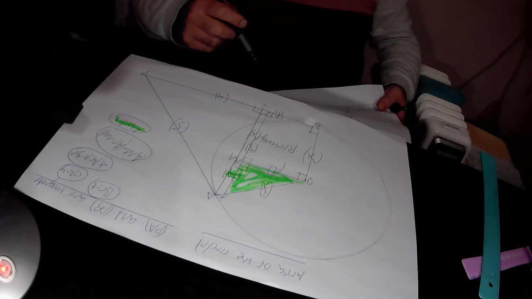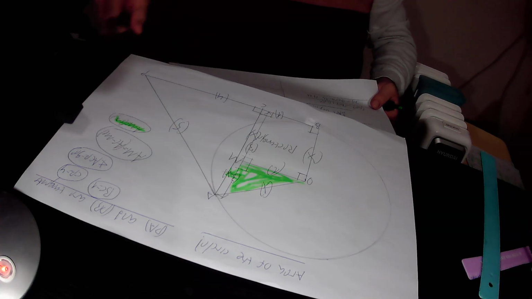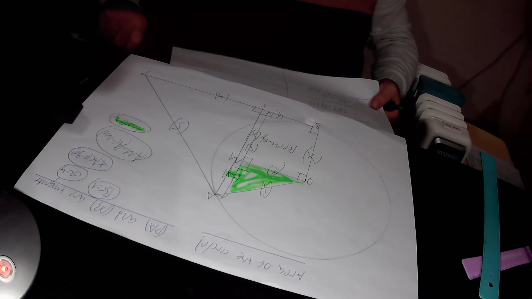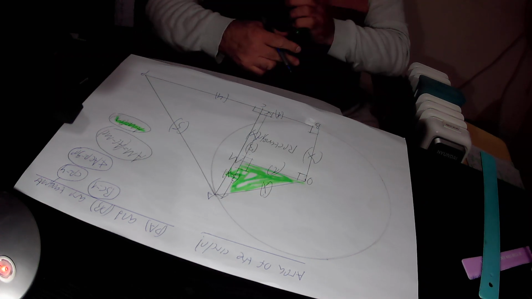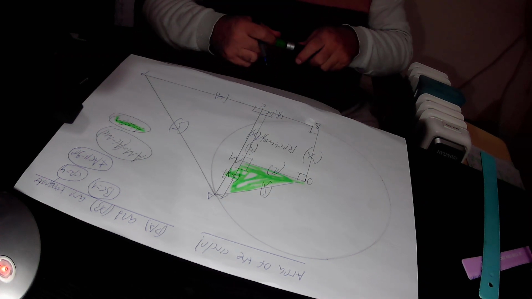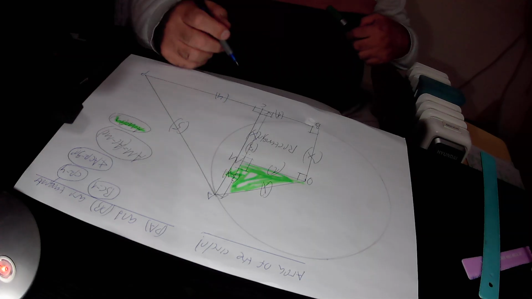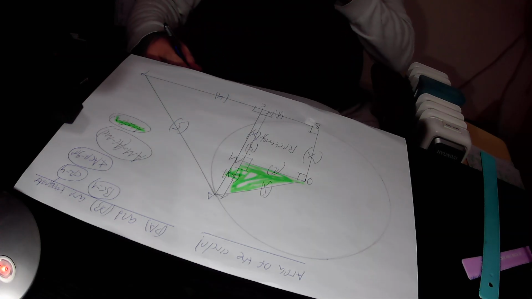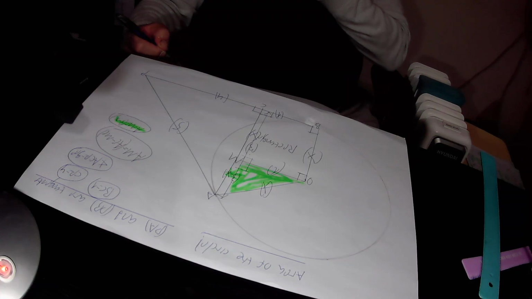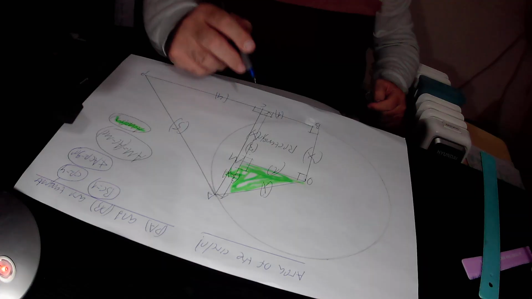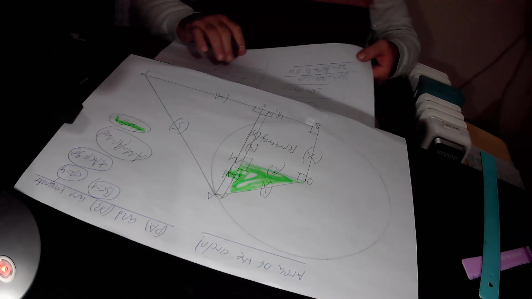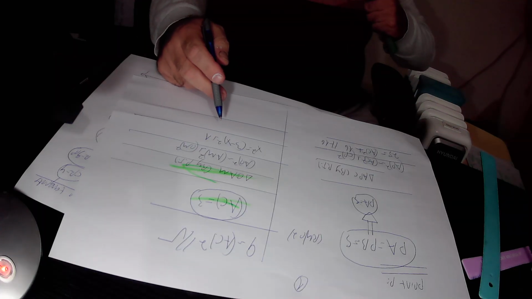AO equals x, therefore AO squared is x squared. And it is equal to AM squared. AM is 3 minus x, therefore AM squared is (3 minus x) squared, plus OM squared. OM is 1, therefore OM squared is 1 squared, this is 1. So in total we found out that x squared equals (3 minus x) squared plus 1.